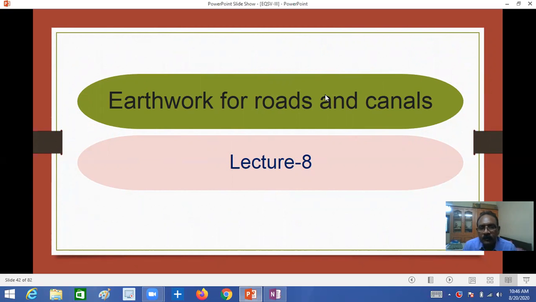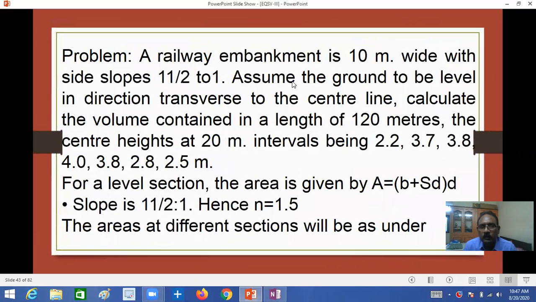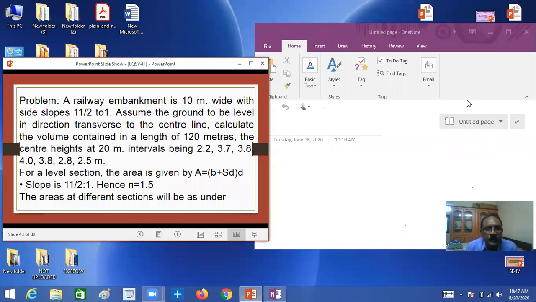I explained the formulas to calculate the quantity of earthwork for roads and canals. In previous videos, we studied all the different types of formulas. Here is one problem, and I will explain how to solve this problem.